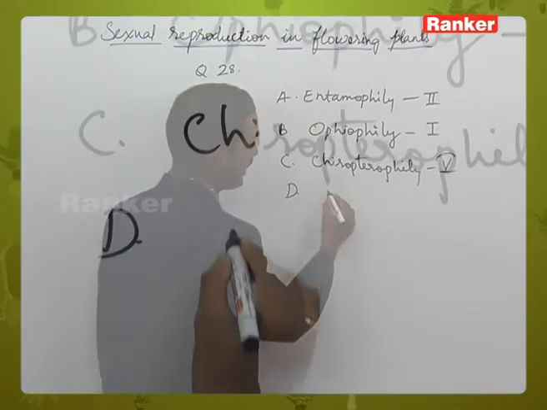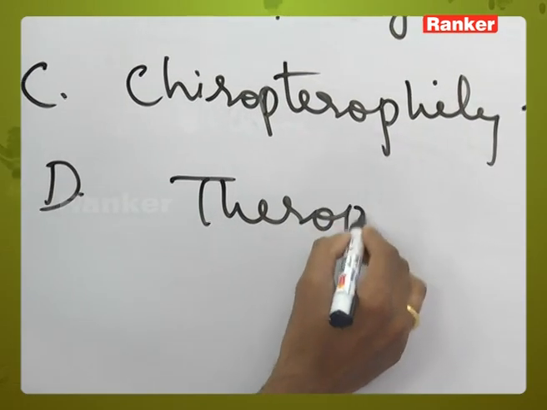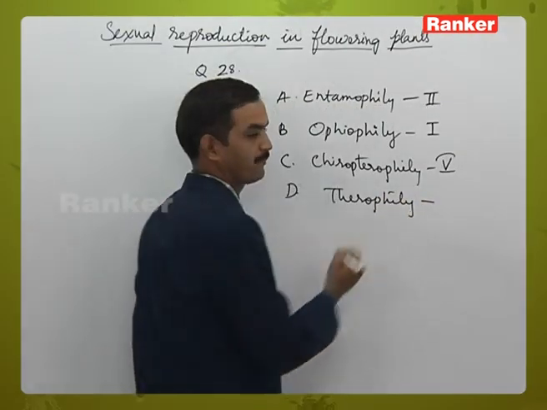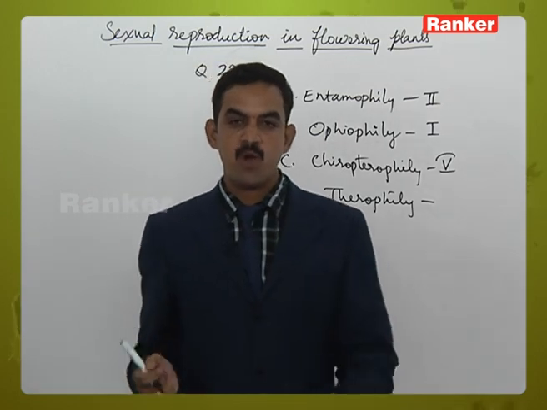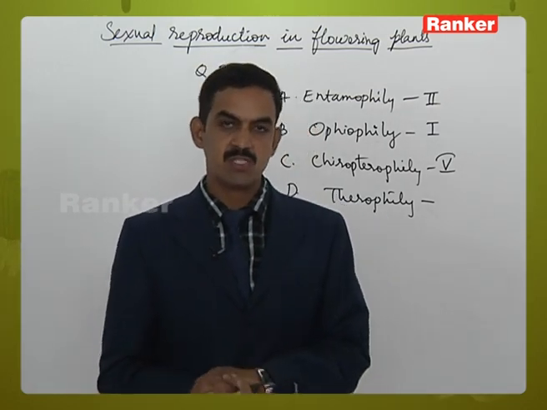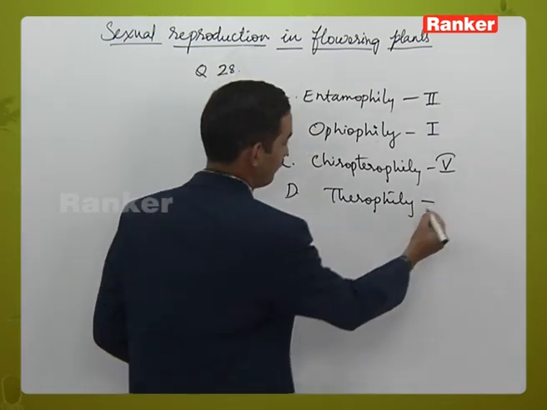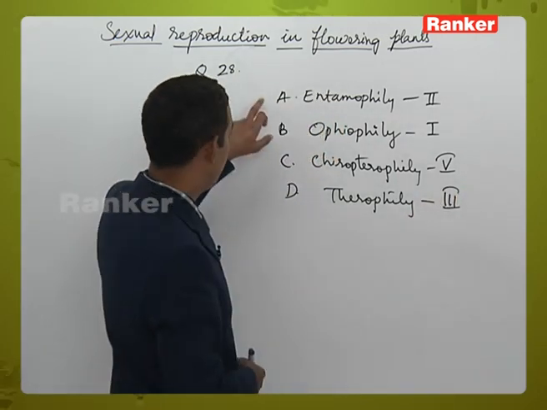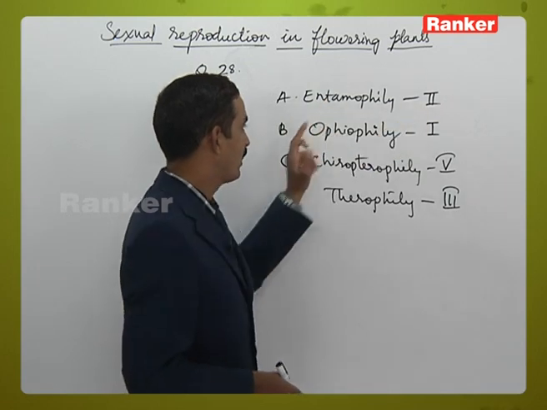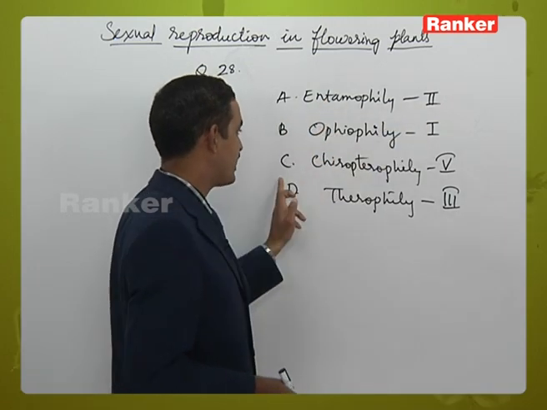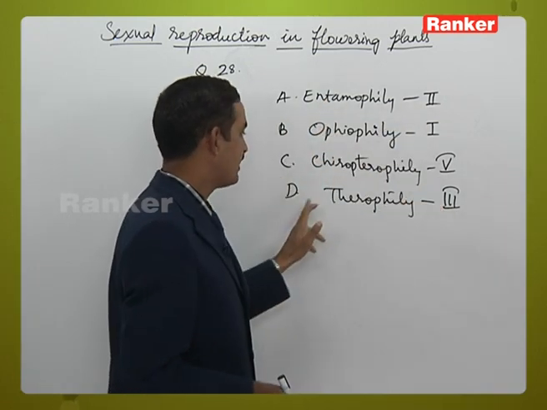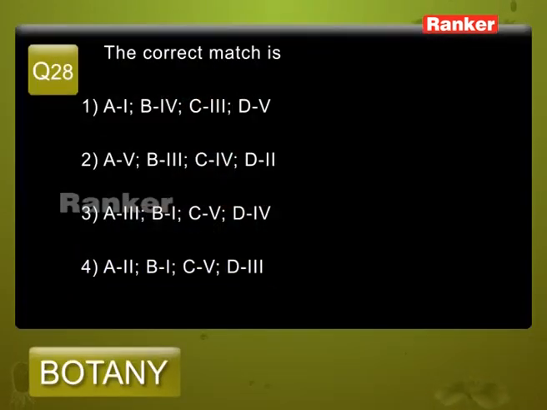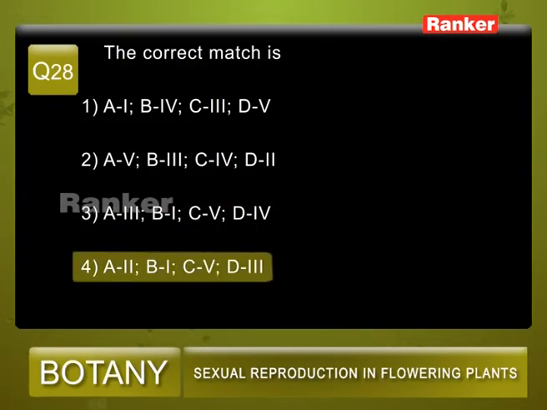Then D, therophily. Therophily means pollination with the help of squirrels. So from the given options, A, entomophily is 2, B, ophiophily is 1, C, calypterophily is 5, D, therophily is 3. Question number 28, the correct answer is 4.